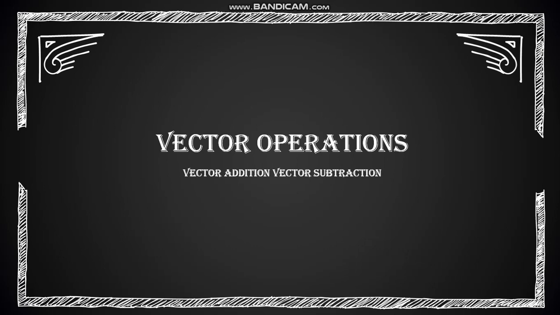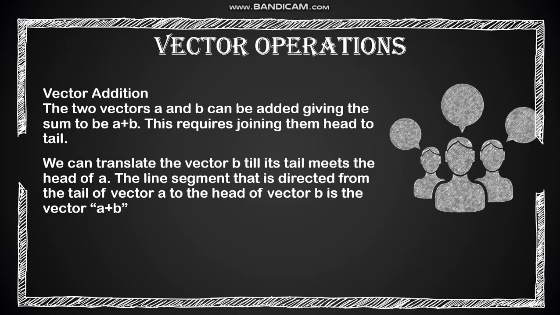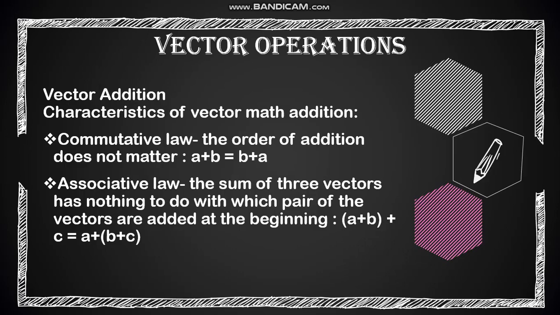And 3. Vector operations. Vector addition. The two vectors a and b can be added, giving the sum a plus b. This requires joining them head to tail. We can translate the vector b till its tail meets the head of a. The line segment that is directed from the tail of vector a to the head of vector b is the vector a plus b.